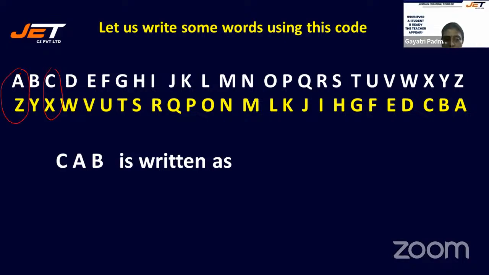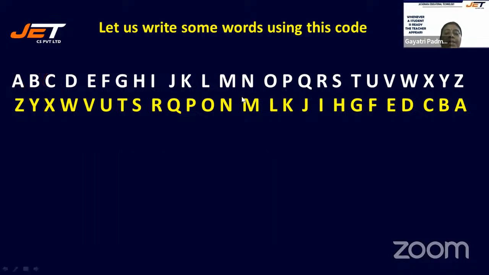It is Z. And what is B? It is Y. All right. So X, Z, Y. Yes, fine. Good. Now let us try another one.